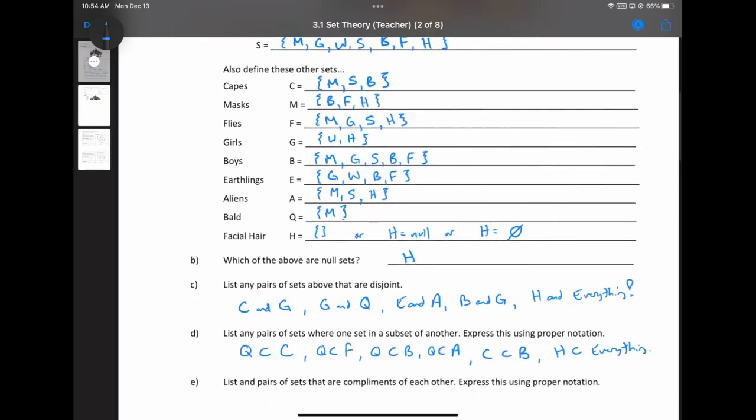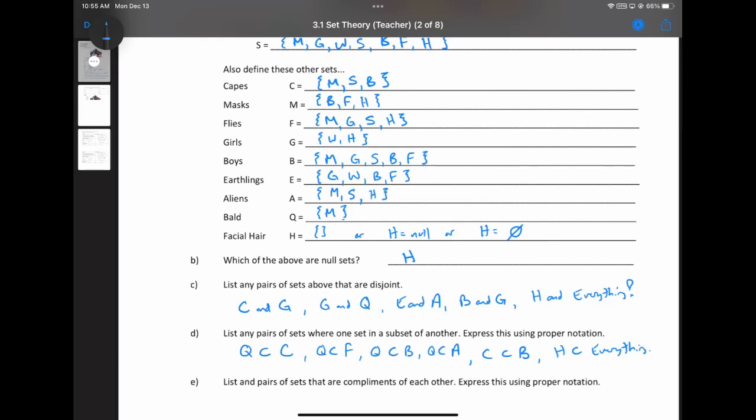Okay, list pairs of sets that are complements of each other. Express this using proper notation. Okay, I'm going to be honest here. Rather than look at the elements of the set, I'm going to look at what their descriptions are and see if it makes sense that two things would be complements. Now, it doesn't mean there won't be a few that could coincidentally work out, but let's just see if we can figure this out by the complements.